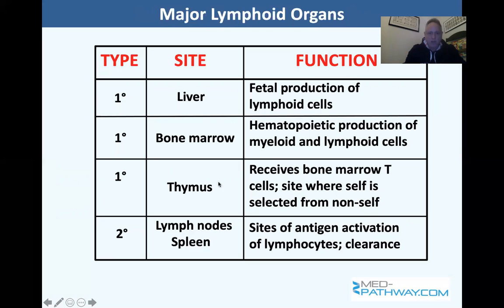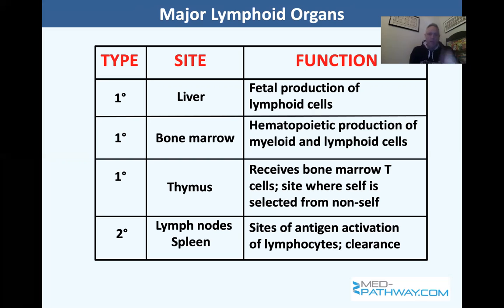And the thymus receives the bone marrow T cells. This is where the action takes place where you decide if you're self or non-self, because one of the major functions of the immune system is to determine self versus non-self. You don't want to react with yourself. When you do, it's called autoimmune, and we'll see a passage on autoimmunity and Graves and Hashimoto's disease a little bit later on.